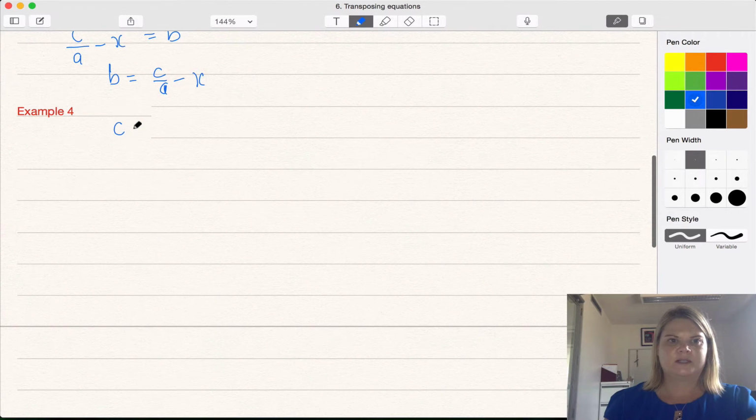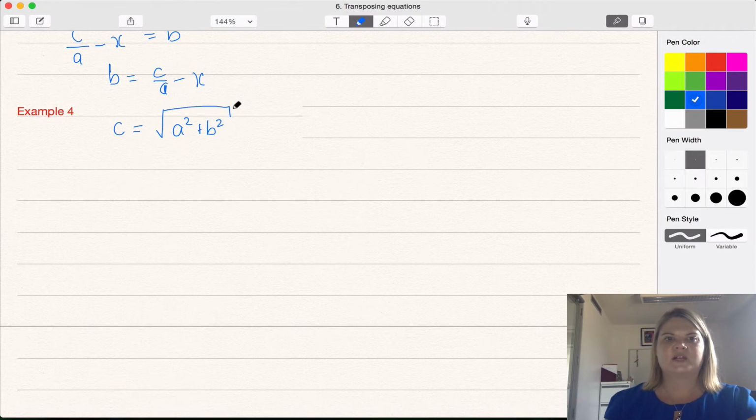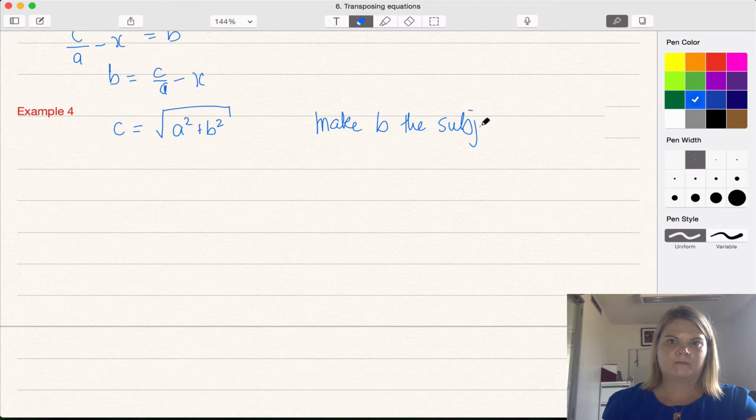Example 4, C equals square root of A squared plus B squared. So remember the square root sign acts like brackets. So to get anything inside there, because we're trying to make B the subject, we have to get rid of the square root sign first. So the opposite of square root is squared, so we can just square this side, and then we get rid of the square root on this side.